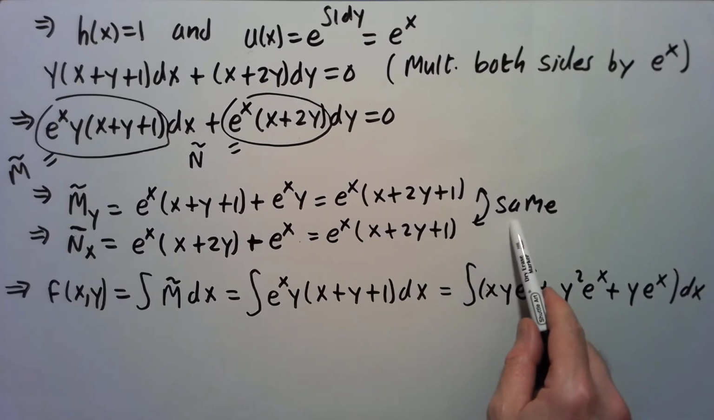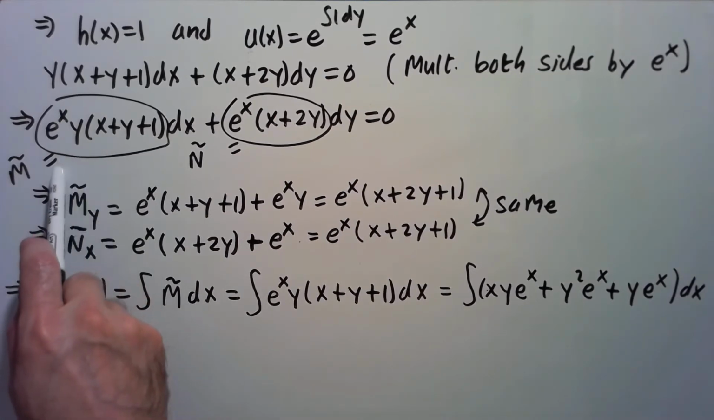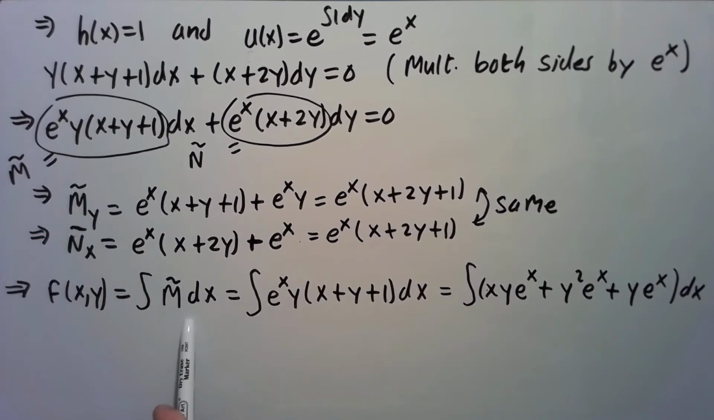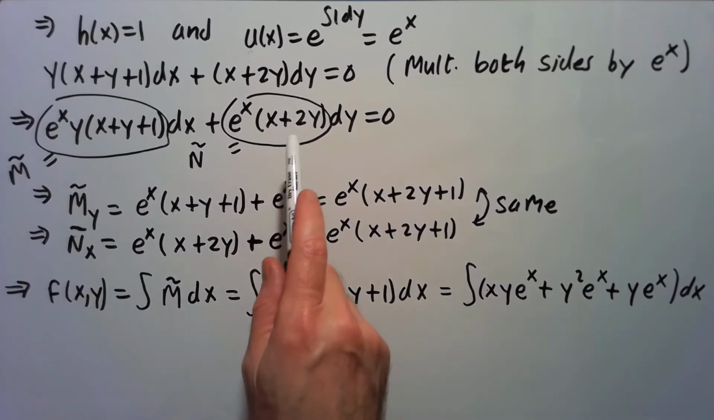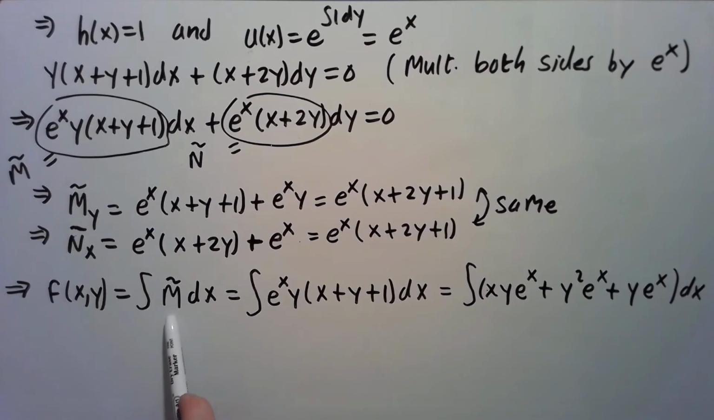Okay, so since it's exact, we should be able to find this parent function f. We can find it by integrating my M tilde with respect to x. We can also find it by integrating the N tilde with respect to y. So let's do the M tilde one first. So I'll be integrating this guy.